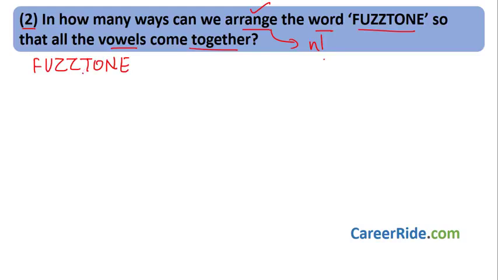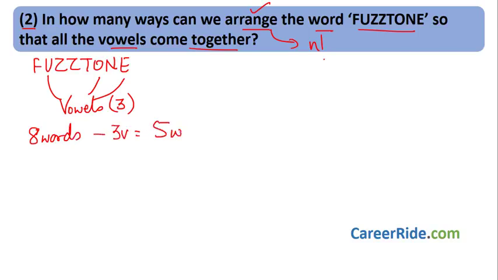Now they want that all the vowels come together. We have to arrange it in such a way that all the vowels always come together. What are the vowels? U, O and E. That means there are 3 vowels, right? How many total letters are there? There are a total of 8 letters. Out of that, 3 are vowels. So 5 alphabets are left. Now what are the 5 alphabets? F, Z, Z, T, N.